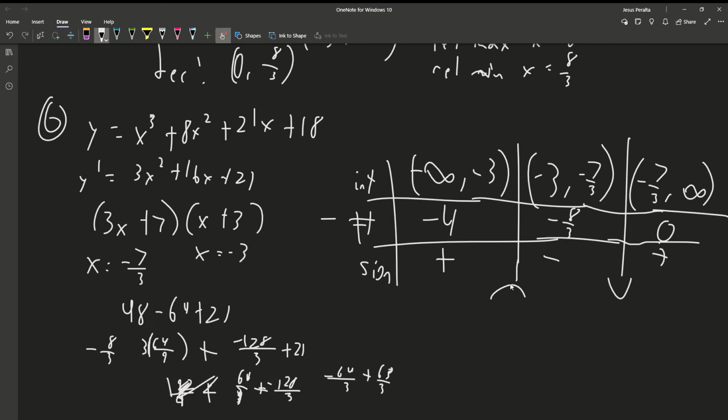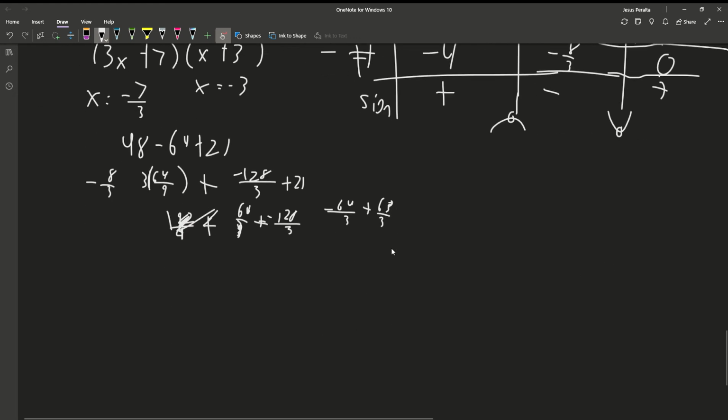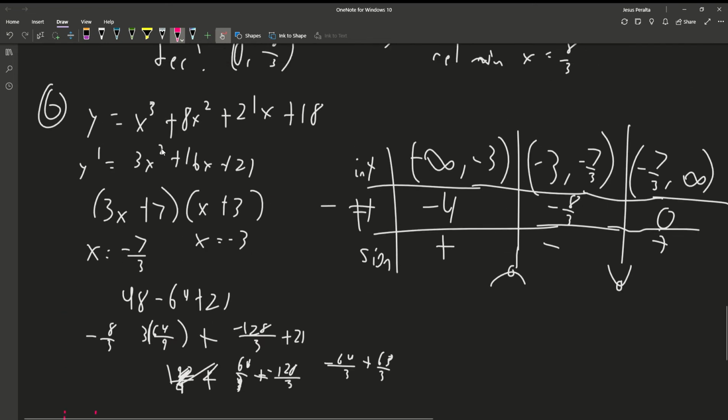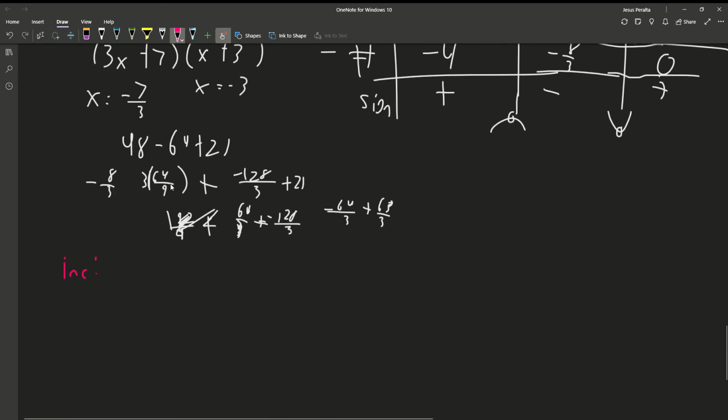So at negative 3, we have a max. At negative 7 over 3, we have a minimum. So now let's write the answers. As I said, I was going to rewrite this in red so it can be more noticeable. So it's increasing from negative infinity to negative 3.